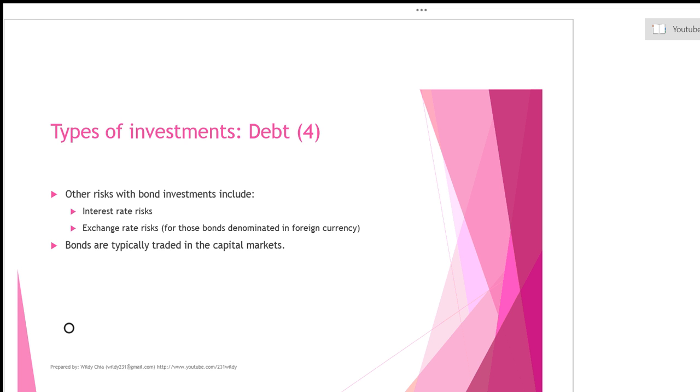Okay, so let us cover the last portion, then we are going to continue with the rest in part 2b. So finally, just to conclude, bond investments also face, aside from default risk, interest rate risk. Interest rate risk has a profound impact on the price of bonds, right? And what else? Exchange rate risk is also present if, let's say, these bonds are denominated in foreign currency. The final point is that bonds are typically traded in capital markets. So we will continue with part 2b in another separate video.